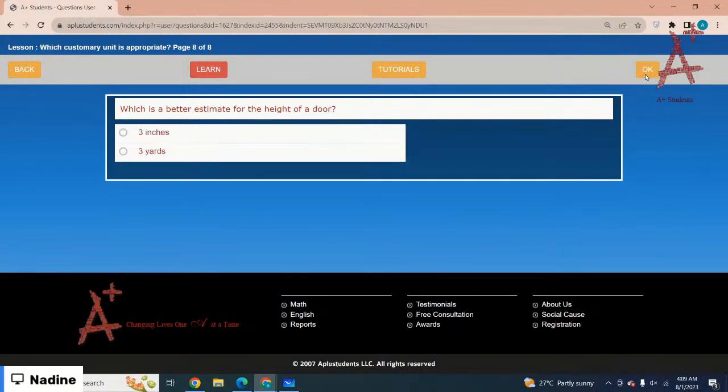Okay, the next one is, which is a better estimate for the height of a door? 3 inches or 3 yards? Which is the correct option?